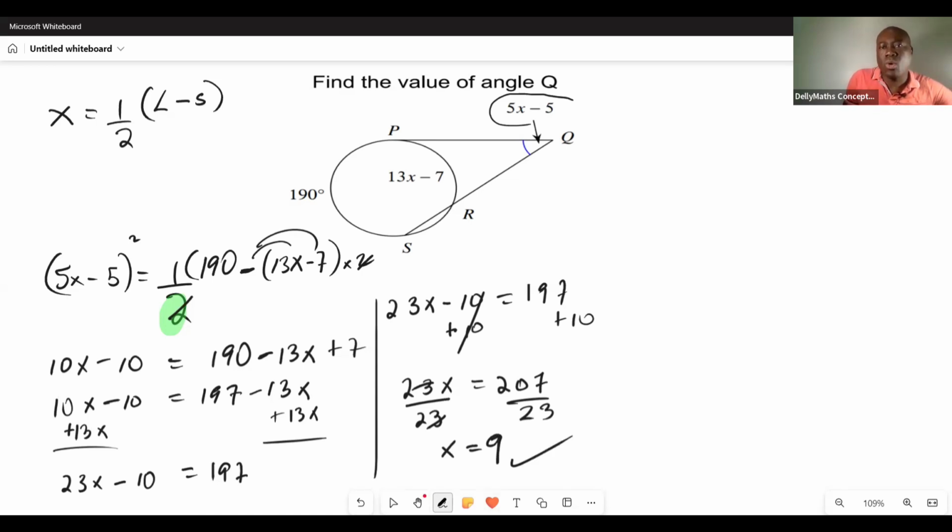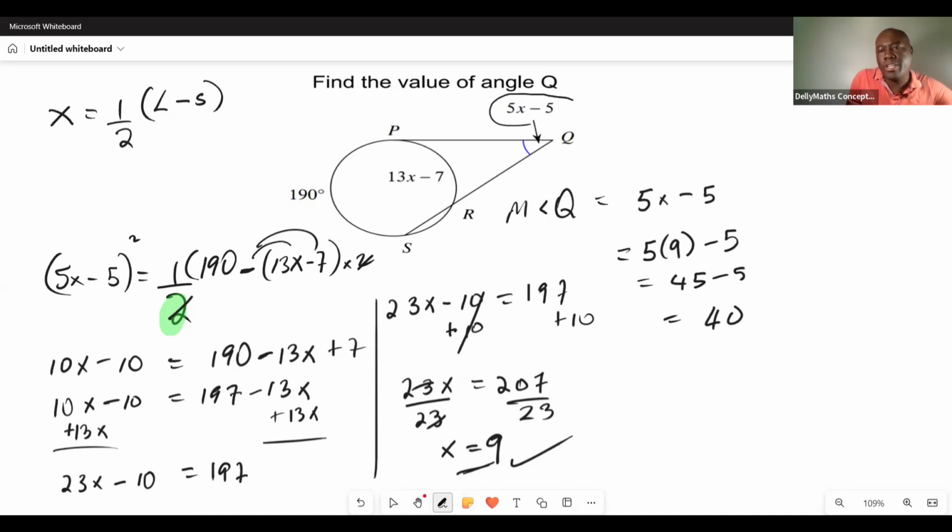But remember, the question wants the measure of angle Q. And angle Q is represented by 5x minus 5. But we do know that x is 9. So basically, it's 5 times 9, and then we're going to take 5 from it. So this is going to leave us with 45 minus 5. So that angle at Q is 40 degrees. So we're suggesting that this angle here is 40 degrees.